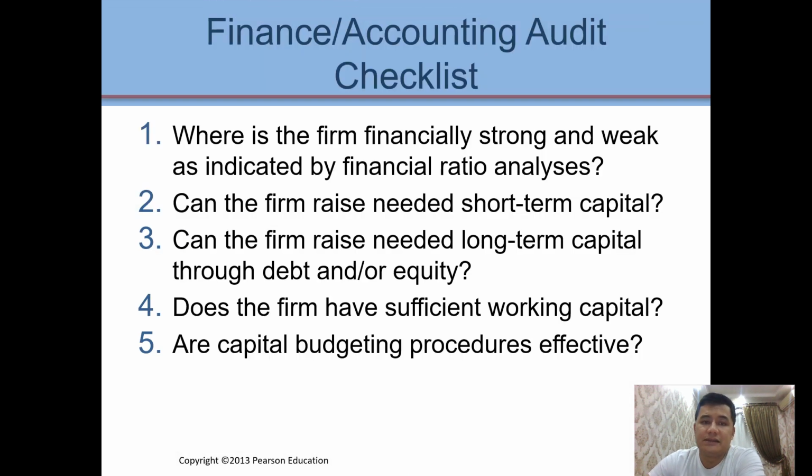And in this slide, you guys can see the finance accounting audit checklist. That's a very important audit checklist. Where is the firm financially strong and weak as indicated by financial ratio analysis? Can the firm raise needed short-term capital? Can the firm raise needed long-term capital through debt and equity? Does the firm have sufficient working capital or not? Are capital budgeting procedures effective or not?